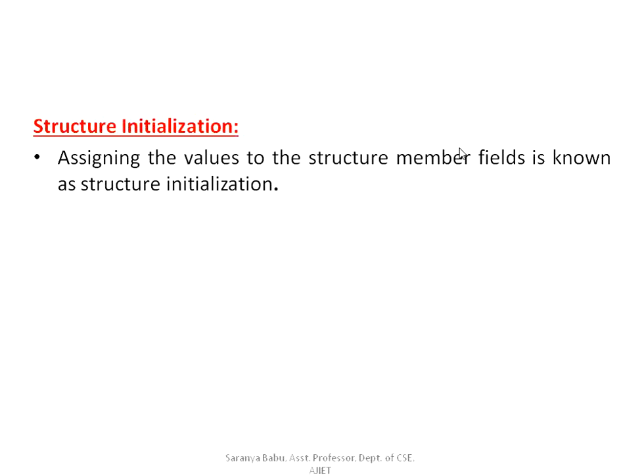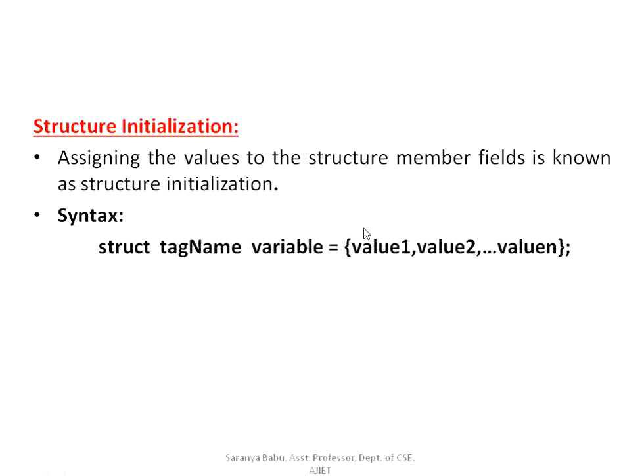How do you initialize the values for the structure? The syntax again starts with struct followed by the tag name and the variable. Which is the variable that we are using? In the previous example, the keyword struct was followed by employee, and EMP1 was one variable name, right? In the same way: struct, tag name, variable, equal to, then put the values inside the curly bracket and end it with a semicolon. This is how you initialize values to a variable.